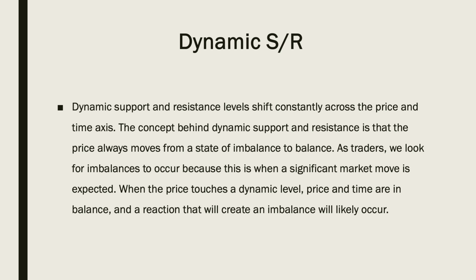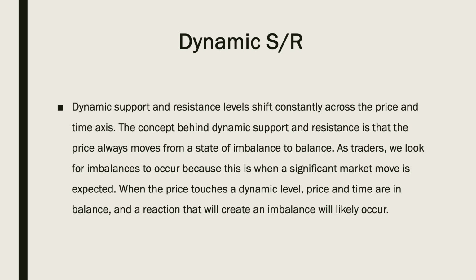Dynamic support and resistance. Dynamic support and resistance levels shift constantly across the price and time axes. The concept behind support and resistance is that the price always moves from a state of imbalance to balance. And as traders, we look for the imbalance to occur because this is when a significant market move is expected.